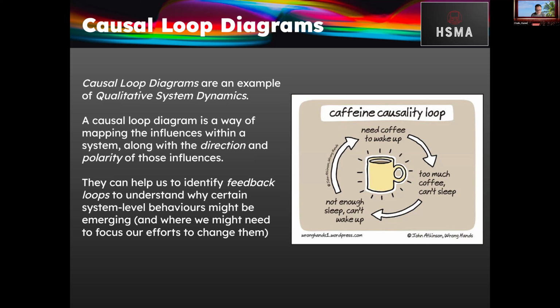Basically, a causal loop diagram is a way of trying to map various influencing factors within a system, and the direction of those influences and what we call the polarity of those influences as well. And we'll talk more about that in a second. Causal loop diagrams are useful because they allow us to identify what are known as feedback loops. We'll talk more about those in a moment as well, but basically they are the things that go around and potentially cause problems depending on the context, and by picking out where these feedback loops are, they may help us understand why we are seeing certain system level emergent behaviors. That might help us identify where we need to focus our efforts if we're trying to improve the system in some way.